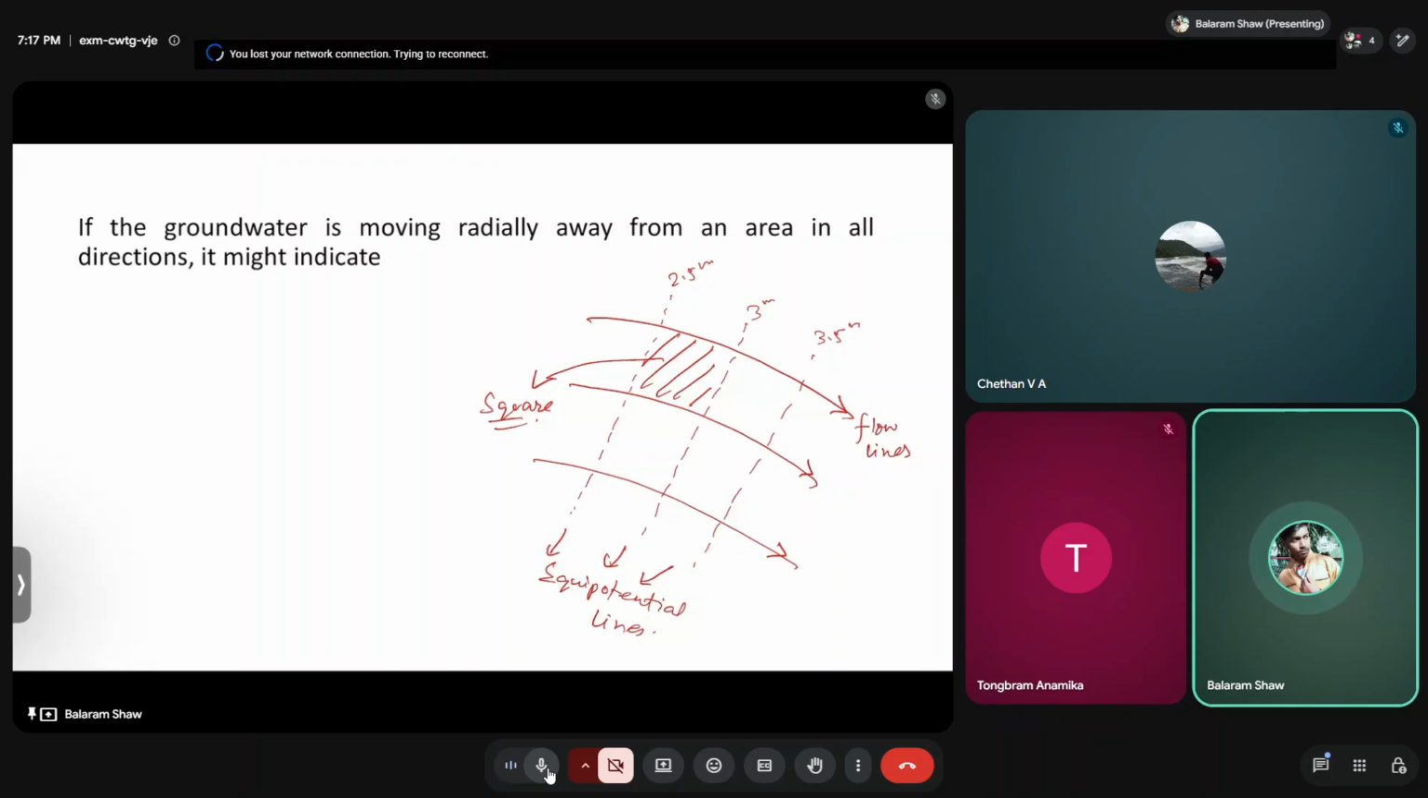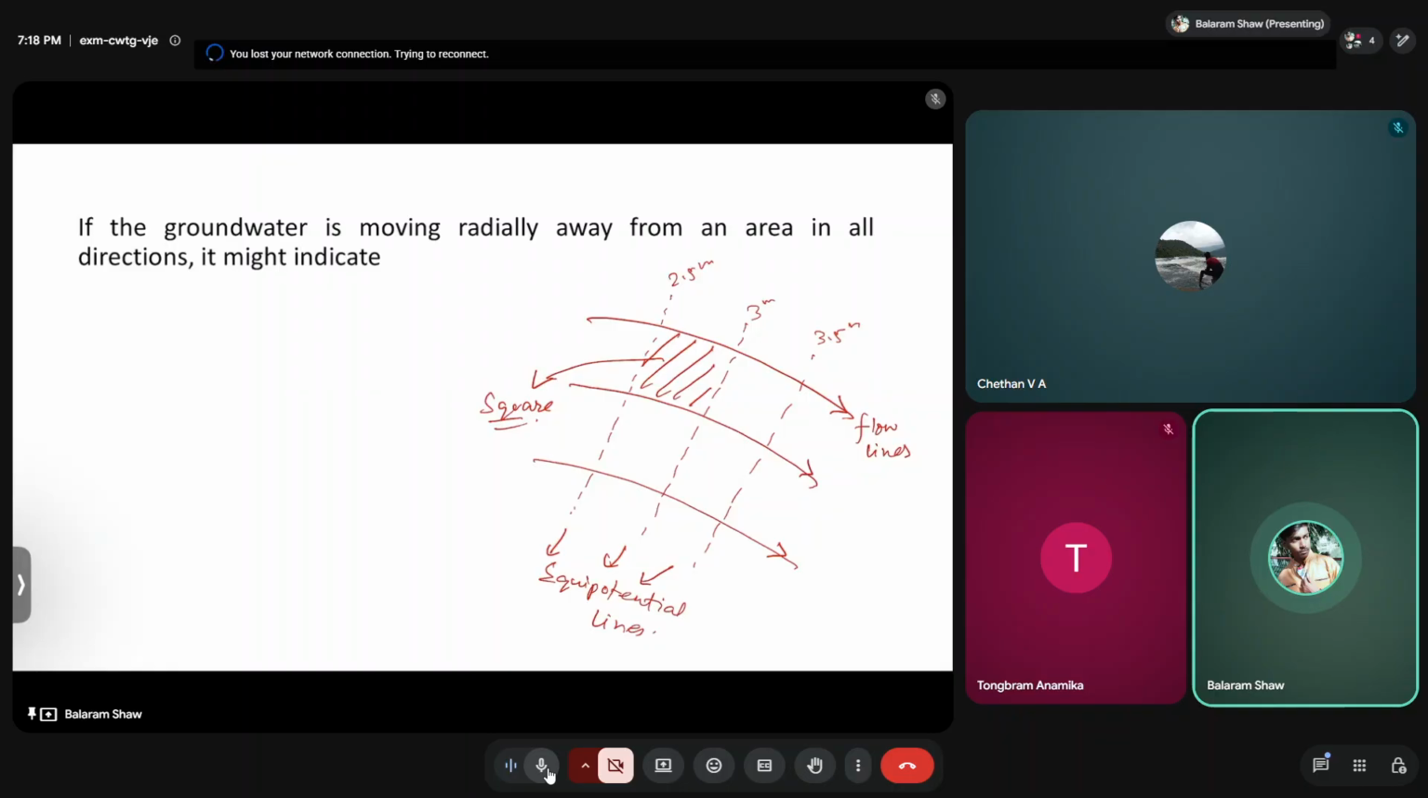However, due to geological formation or different geological characteristics or fluid characteristics, it will change. If no water is being added to or withdrawn from the aquifer in the area, the amount of water moving through different squares is equal throughout the area, right? However, as I said, this is an ideal case. Differences in spacing are caused by differences in permeability or thickness of the aquifer.